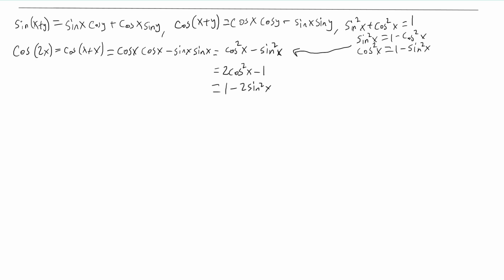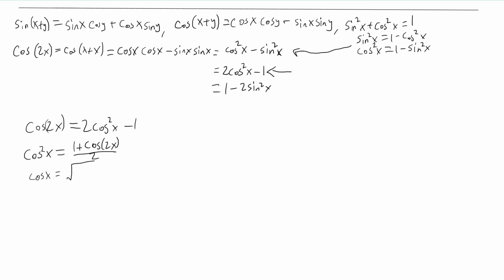So let's look at this one really quick. So cosine 2x is 2 cosine squared x minus 1. So let me solve this for cosine of x. I'm going to add 1 to both sides, divide by 2. So cosine squared of x is 1 plus cosine of 2x over 2. And then to get cosine of x, we just take the square root.